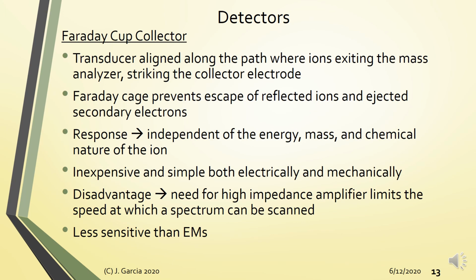Lastly, we have your Faraday cup collector. Similar to your electron multiplier, this is also an ion detector. This particular transducer is aligned along the path where ions exit the mass analyzer, and the ions strike the collector electrode. The Faraday cage prevents the escape of the reflected ions and ejected secondary electrons. The advantage of the Faraday cup collector is that the response is independent of the energy, mass, or chemical nature of the ion. So it does not discriminate. It is also inexpensive and simple, both in its electrical and mechanical makeup. However, a disadvantage is that it needs a high impedance amplifier, which limits the speed at which a spectrum can be scanned, and it is also less sensitive compared to your electron multipliers.